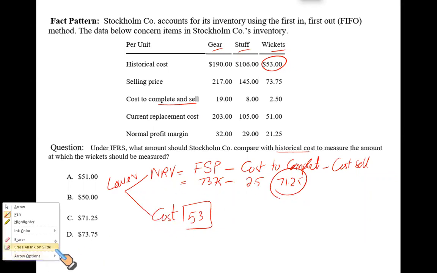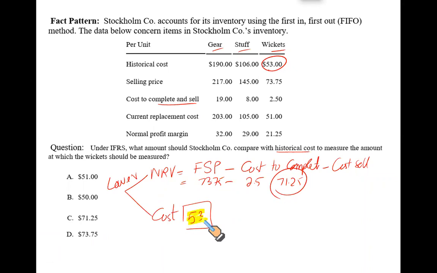So which of these is lower? Cost. Cost is already lower than NRV. So we don't have to do anything, because cost is already lower than NRV. It means inventory has to be reported at 53.